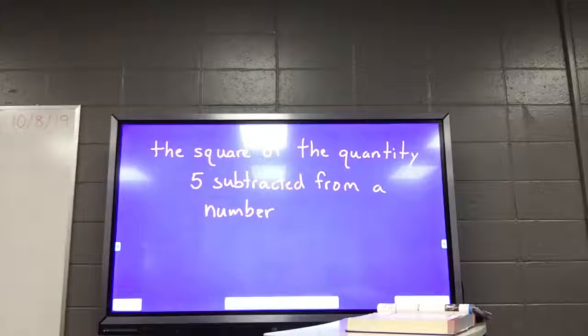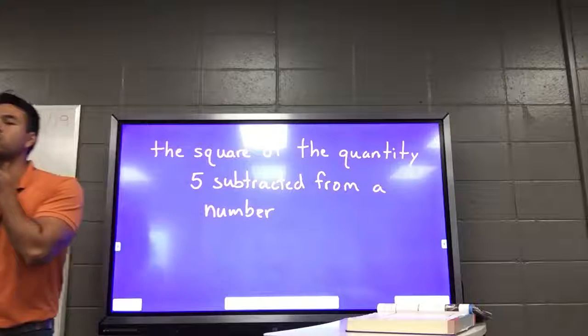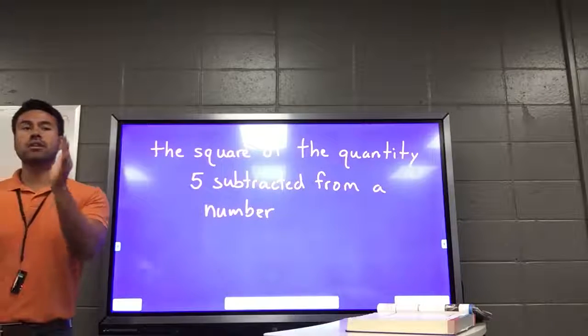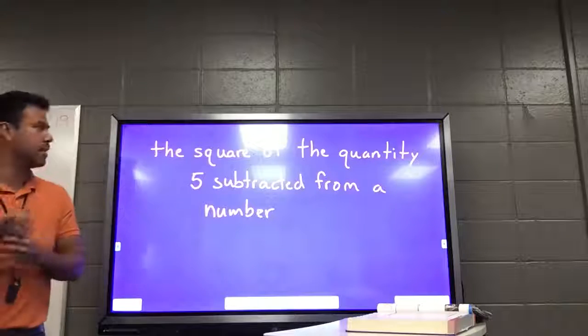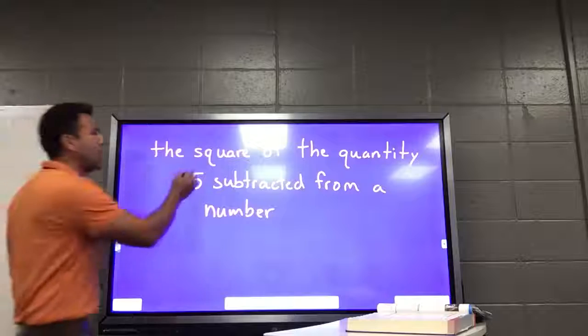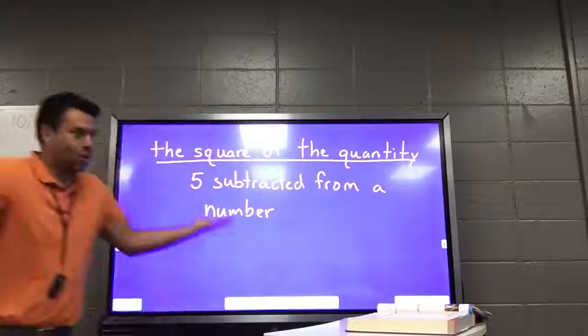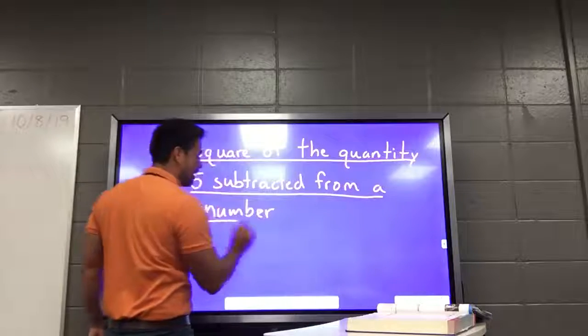Okay, before we keep going, some of you might be stuck. What does it mean to square something? Multiply something by itself. Or you could say you could raise that to the second power. Either way. All right, the square of what? The quantity. Okay, what quantity are you talking about? 5 subtracted from a number.